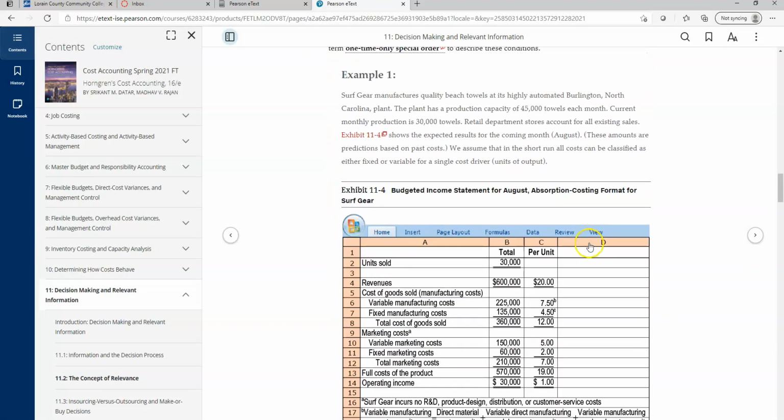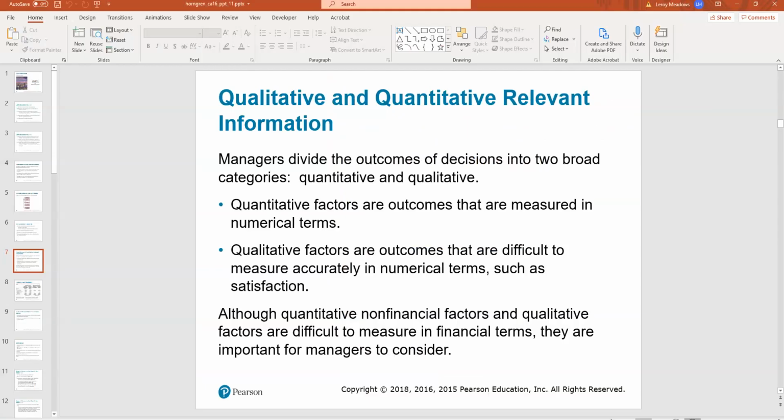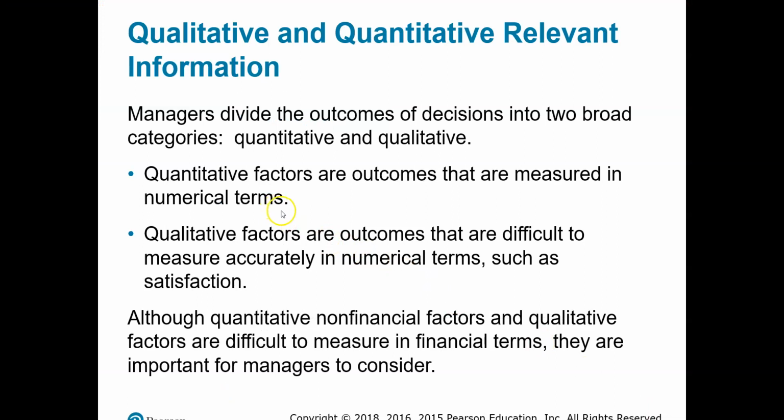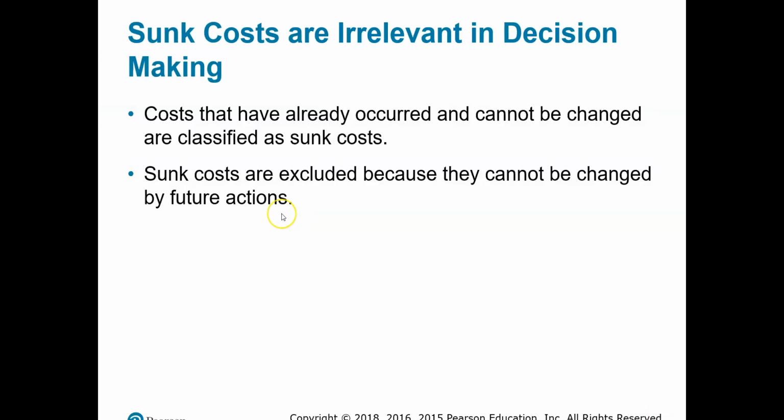Now, in fact, let me go back to the PowerPoint here for just a moment. Now, let's talk about irrelevant costs in the decision-making process, and specifically sunk costs. These are costs that have already occurred that cannot be changed. And they're excluded because they're not going to be changed by future action. So no matter what we do in the future, it will not change what we did in the past.